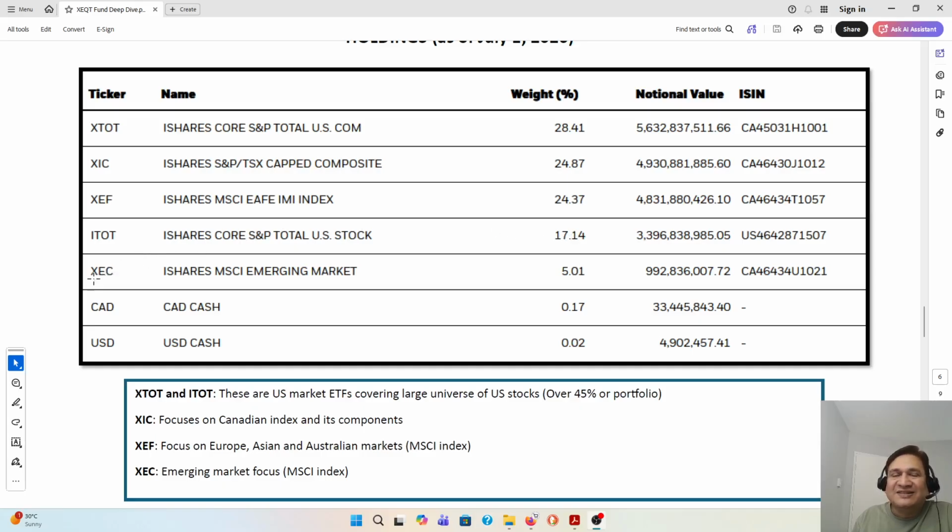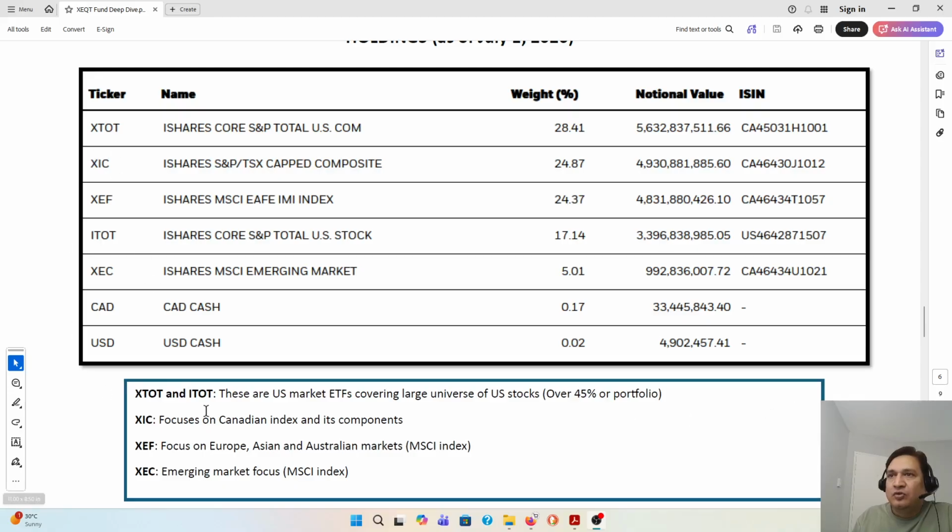We also have some XEC, which is the emerging market portion, roughly around 5%. And then you have a small portion of Canadian dollars and US dollars in cash. So that's the crux of the portfolio. Just a few observations that I want to share, which I have given below.